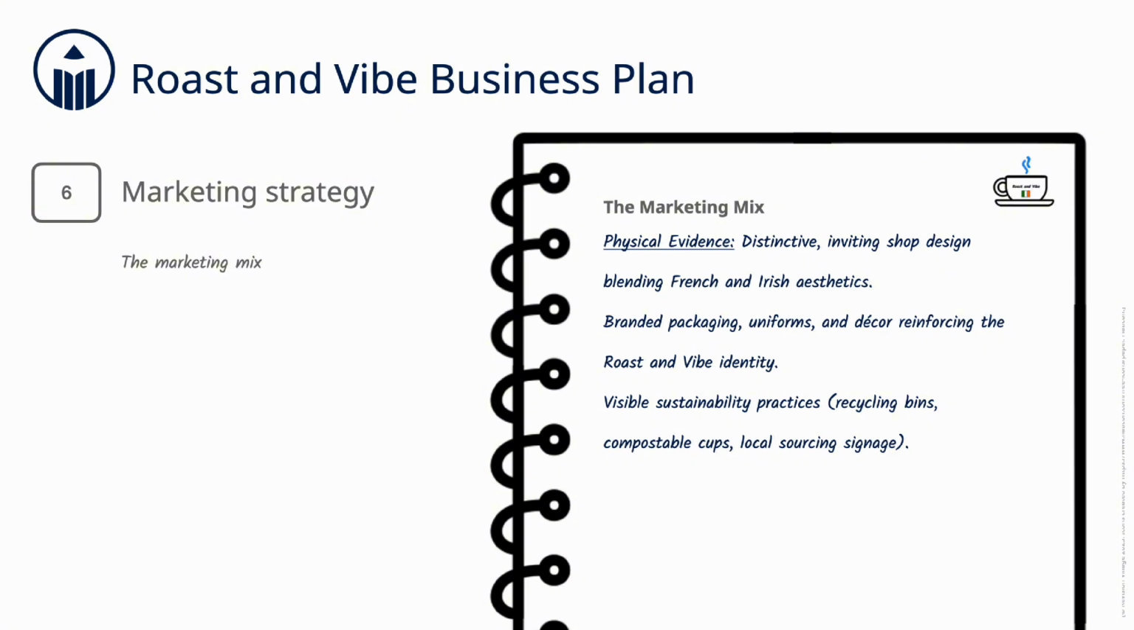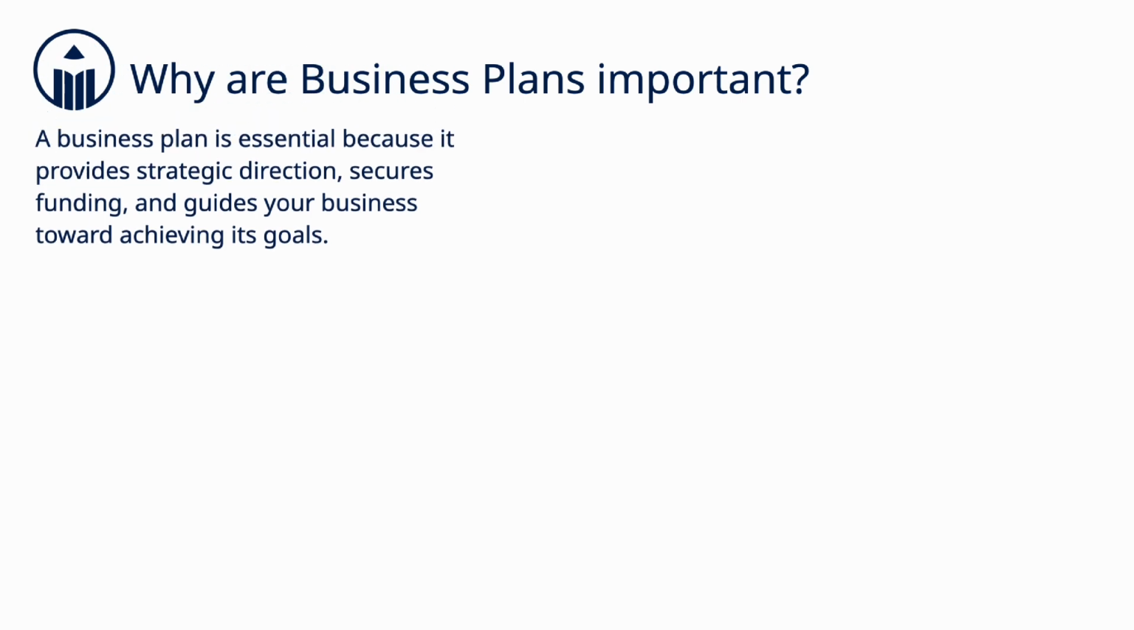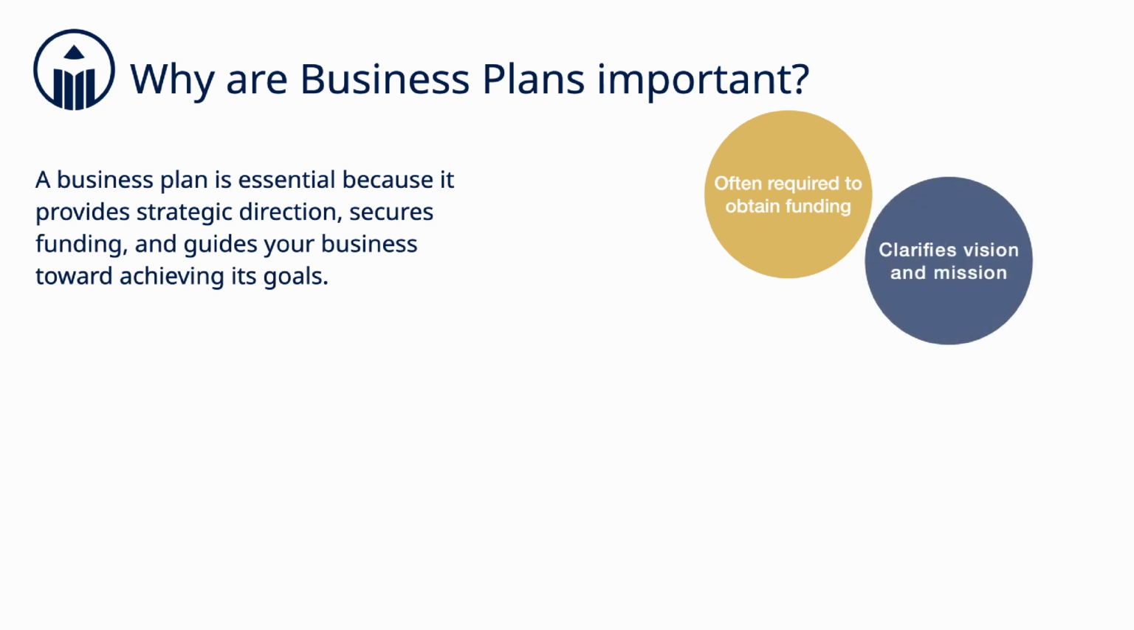Now that we've explored the key components and structure of a business plan, let's examine the benefits of developing one. A business plan provides strategic direction, secures funding, and helps achieve business goals. For Roast & Vibe, it builds trust with funders that resources will be managed wisely. It clarifies vision and mission, setting the foundation for culture and long-term direction. For Roast & Vibe, this helps define brand identity and stand out to customers.